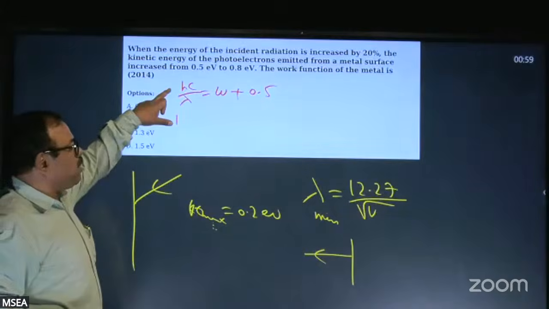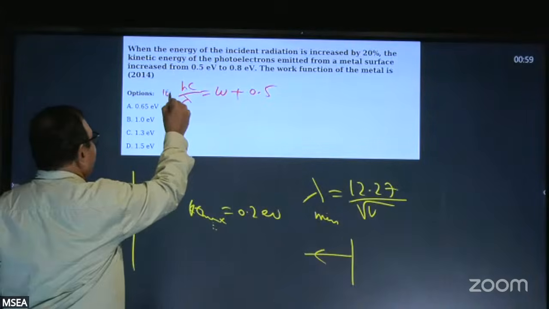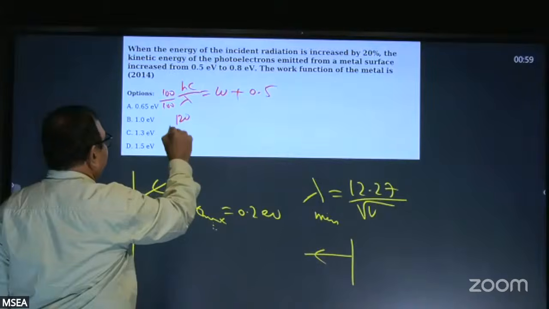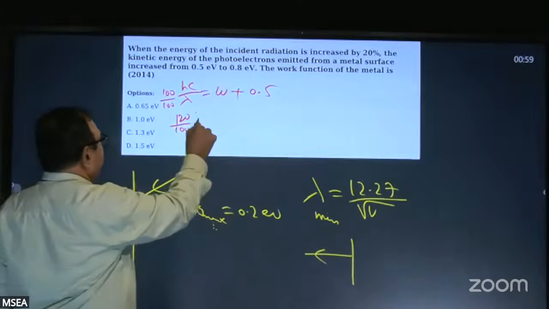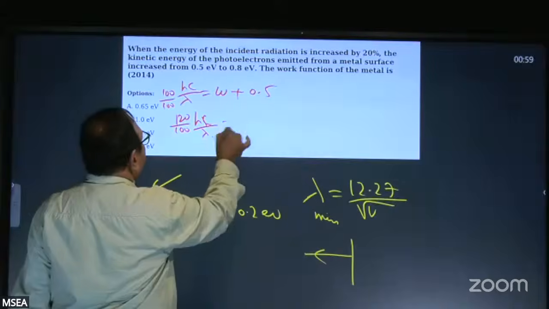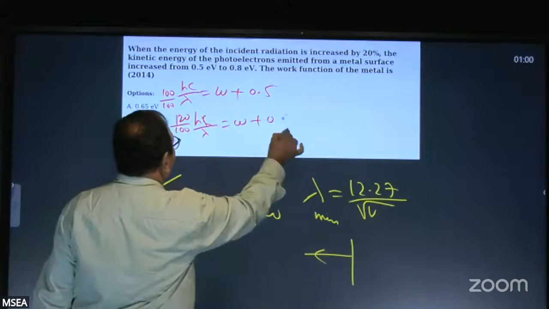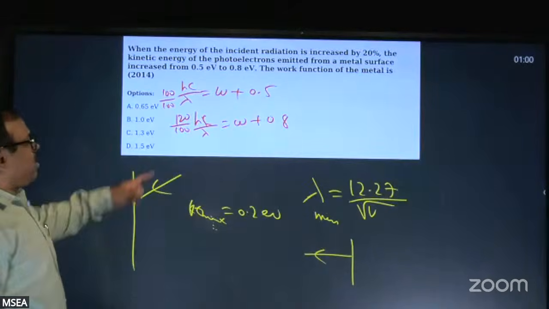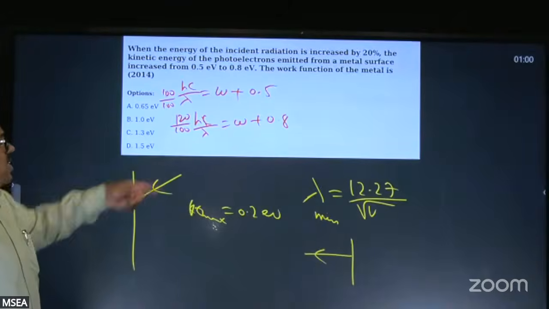So originally, 100% means 100 by 100 we can take. And this is 120 by 100, which we can write as 1.2 Hc by lambda, which should be equal to W plus 0.8. So he's asking about which one? What about the work function is being asked.